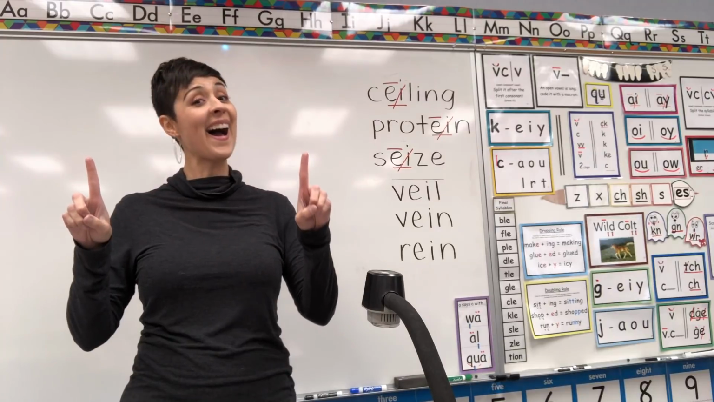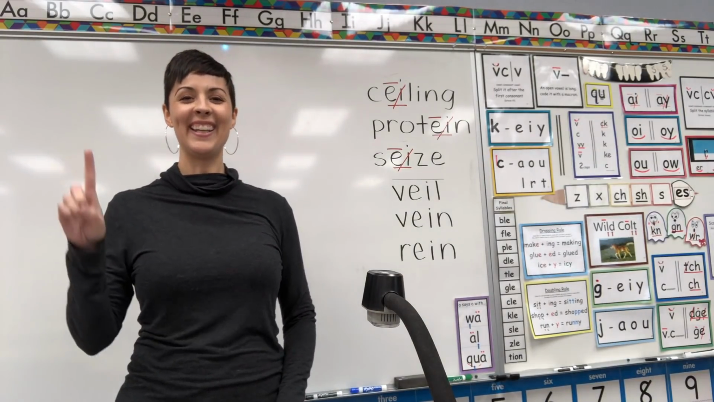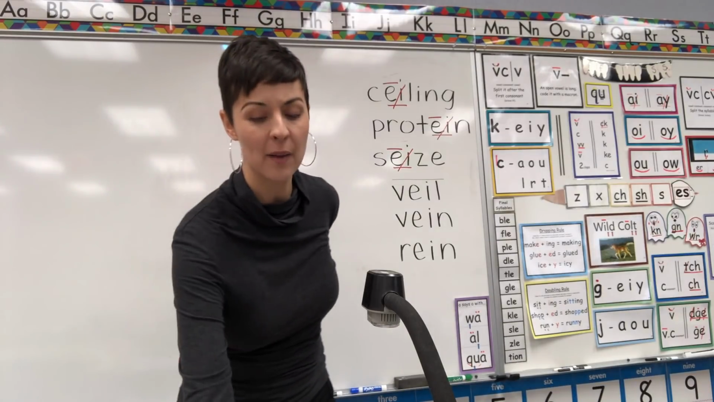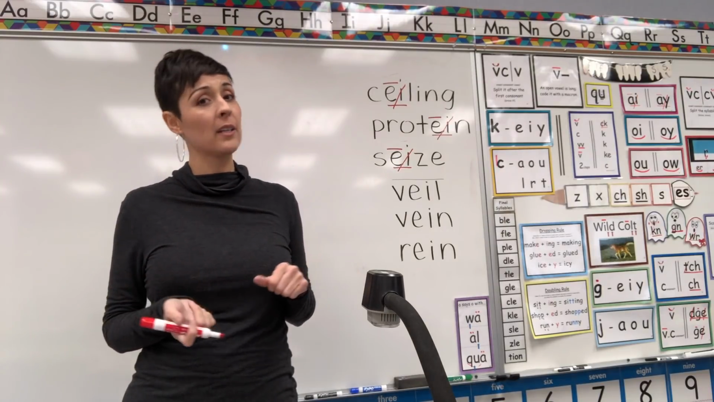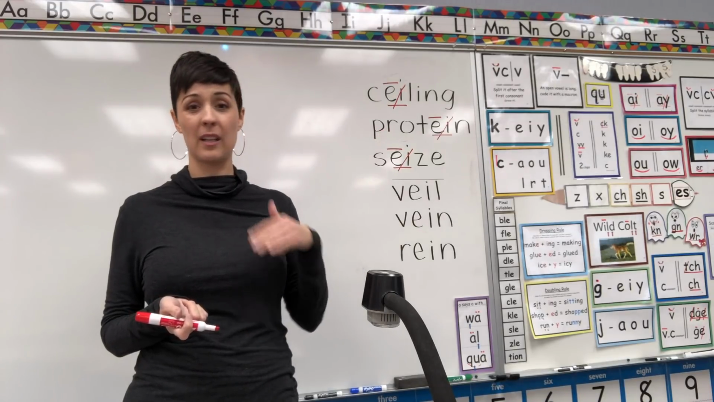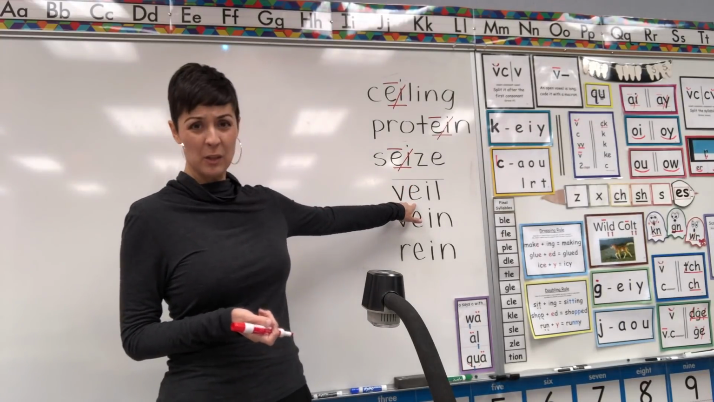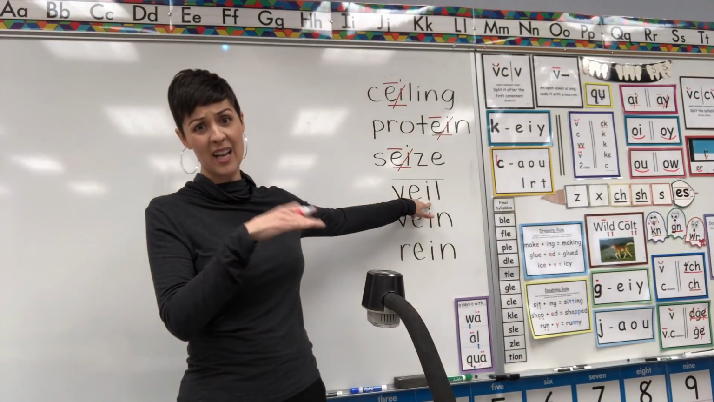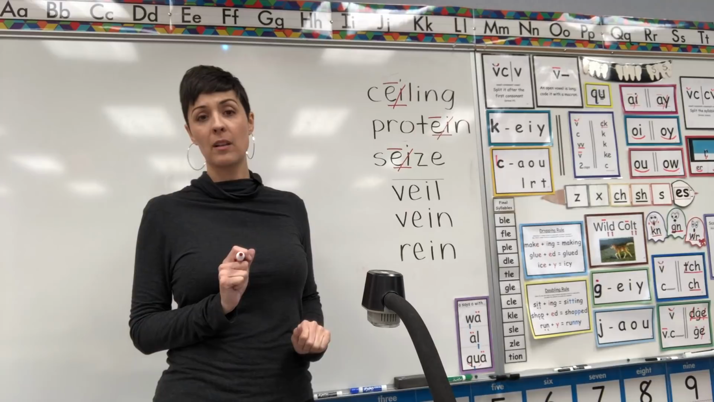E, I, A. Can you do it? Ready? E, I, A. You got it. So when we code EI says A, all we're going to do is underline the digraph. I'm not going to cross anything out. I'm not going to macron anything, because if I were to macron the E, it would show E, and if I were to macron the I, it would show I. And I don't want that. So all I will do is underline the digraph.